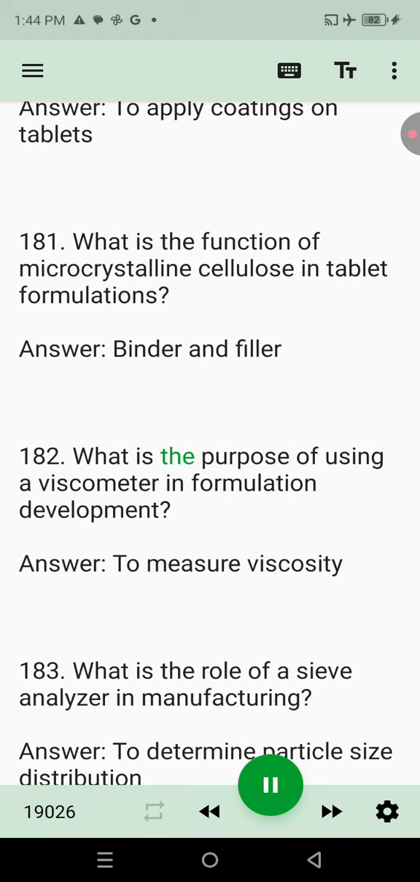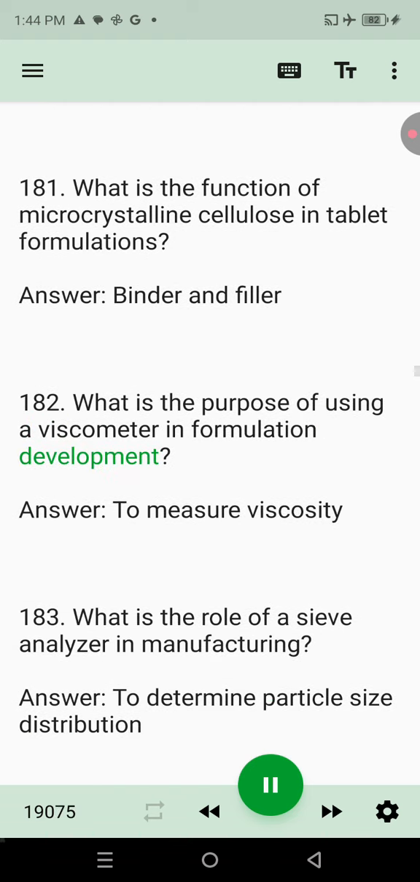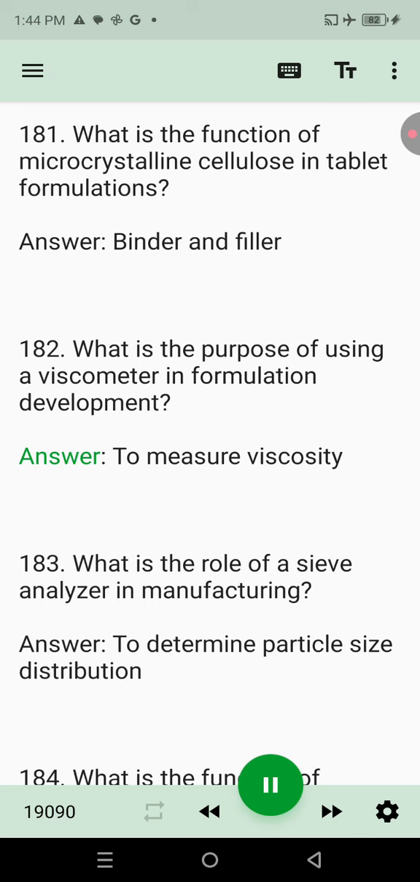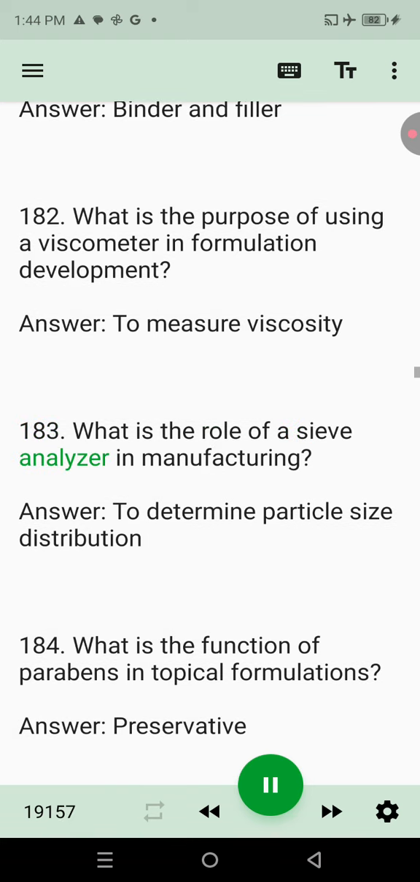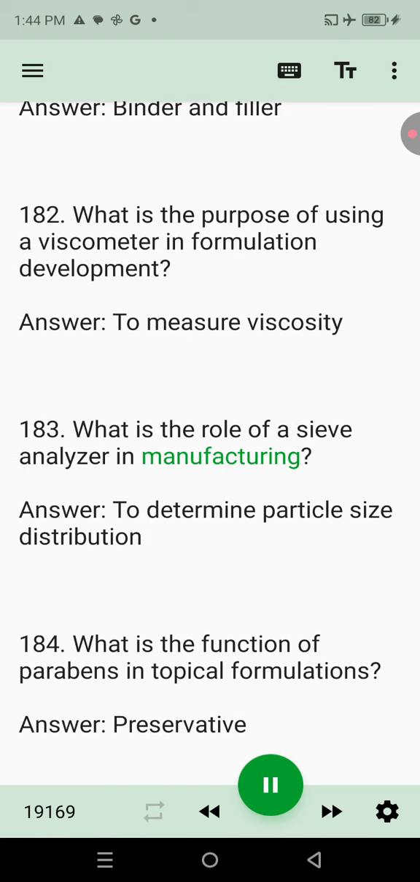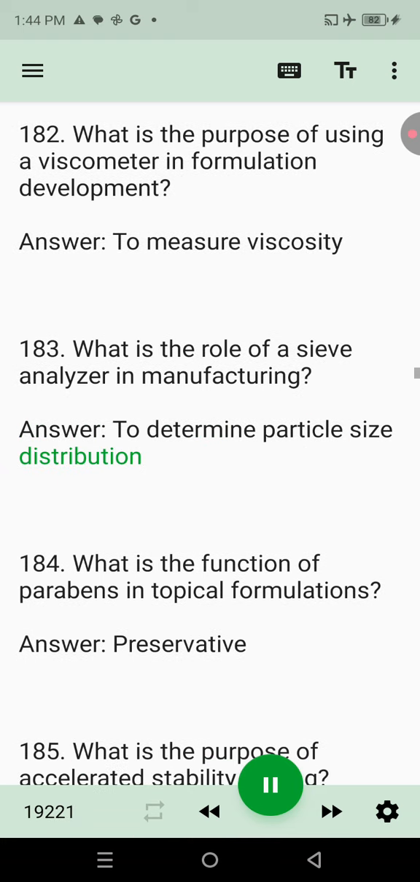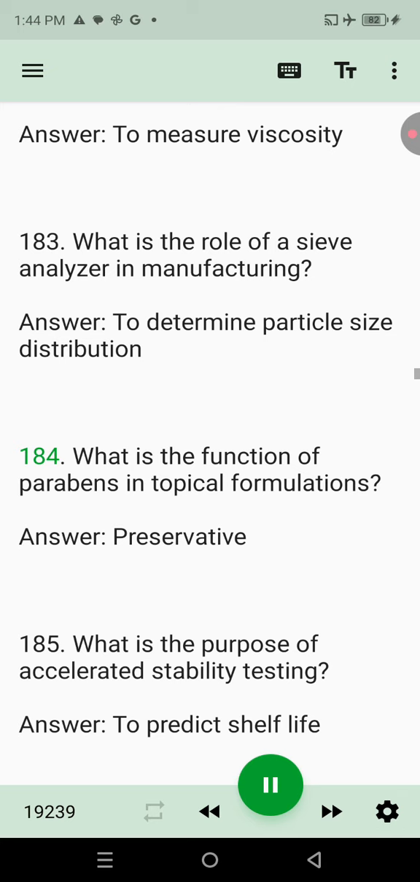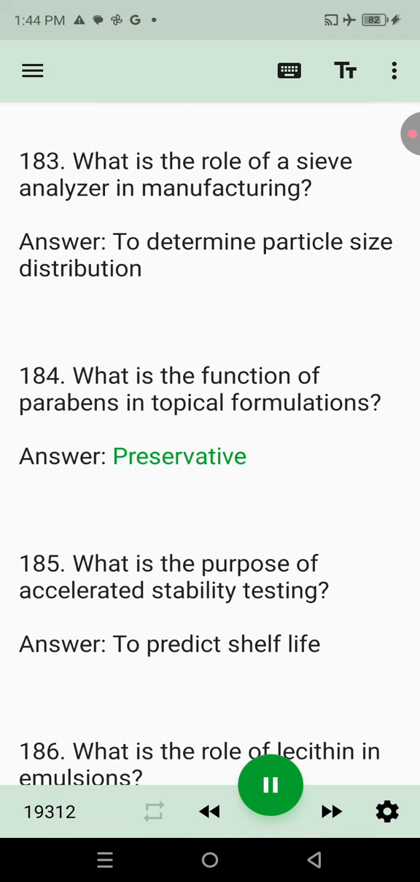182. What is the purpose of using a viscometer in formulation development? Answer: to measure viscosity. 183. What is the role of a sieve analyzer in manufacturing? Answer: to determine particle size distribution. 184. What is the function of parabens in topical formulations? Answer: preservative.